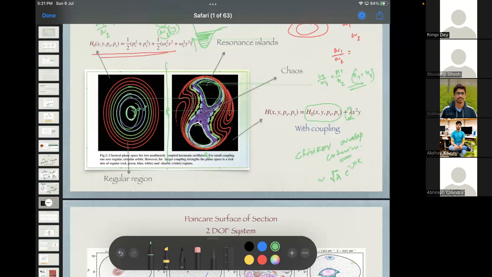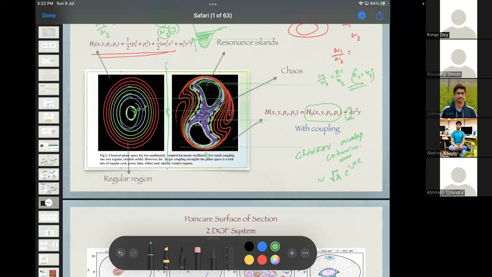Then these are invariant curves. I'm not going into the details here. So then these random points, this purple region, are called the chaos or chaotic region. I will discuss the chaos later. Chaos means the random points. Those are the random points.